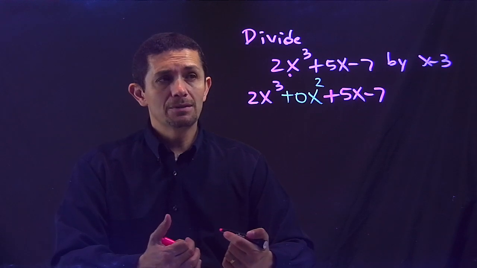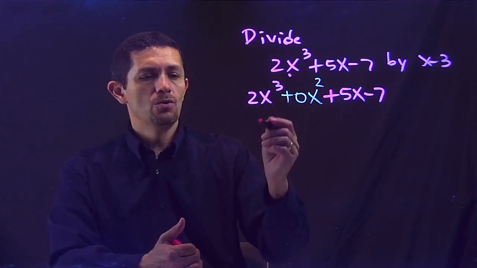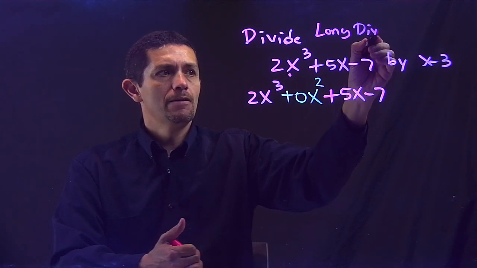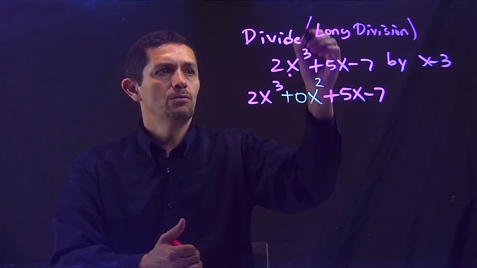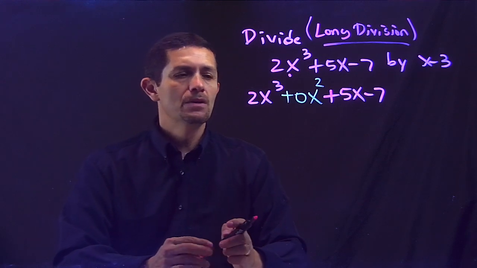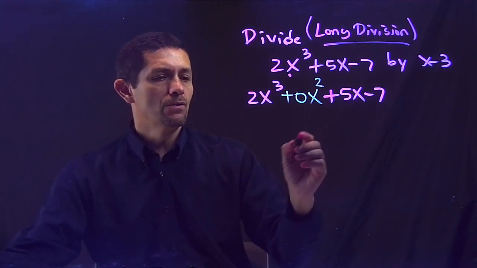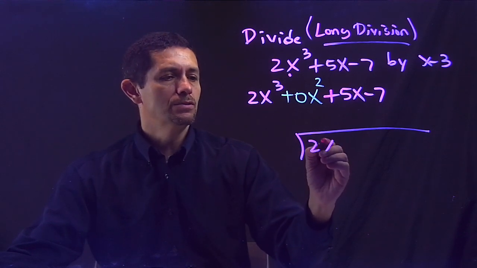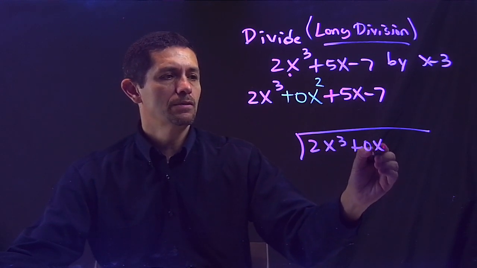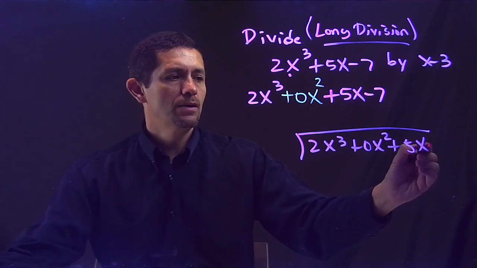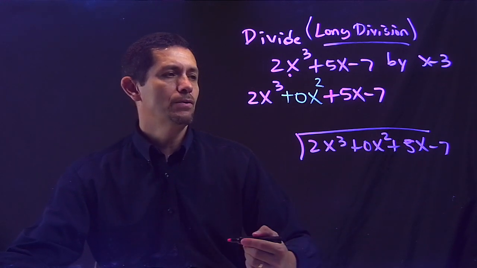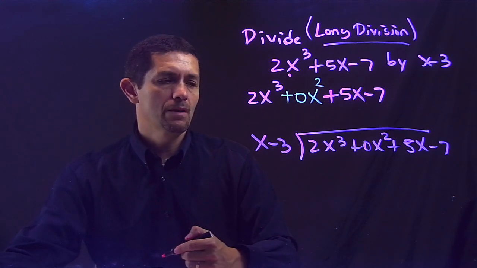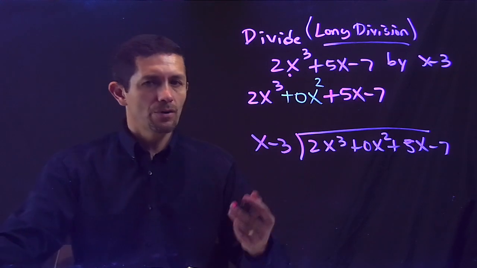Now, the process is we're going to do it using long division. Let's put it here, long division. That's the process we're going to use. So, for long division, this goes inside, plus 0x squared, plus 5x minus 7, divided by x minus 3. So now we're set, we're organized.